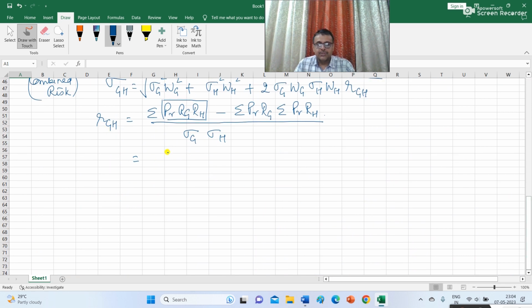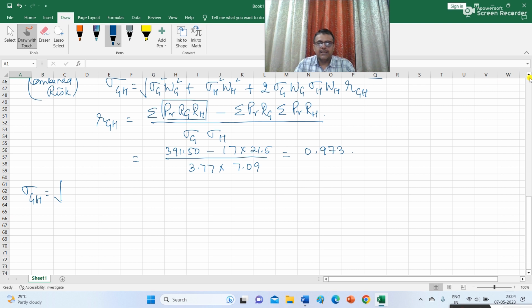Now I am going to put these values in order to calculate RGH. So this is equal to 391.50 minus 17 multiplied with 21.5, divided by 3.77 and 7.09. So you will get 0.973.